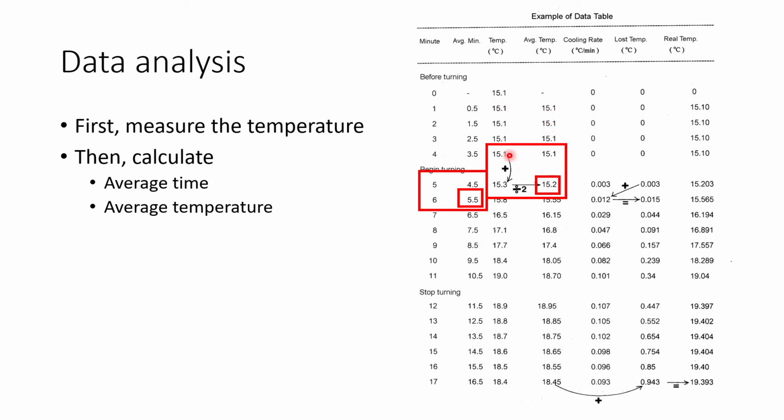And then same thing here. So once you start spinning, the temperature is going to increase. So you add this number with this number, then divide by 2. So 15.1 added to 15.3, you're going to have 15.2 here, and so on. So you would have this column by averaging this column, and you would have this column by averaging this column here.